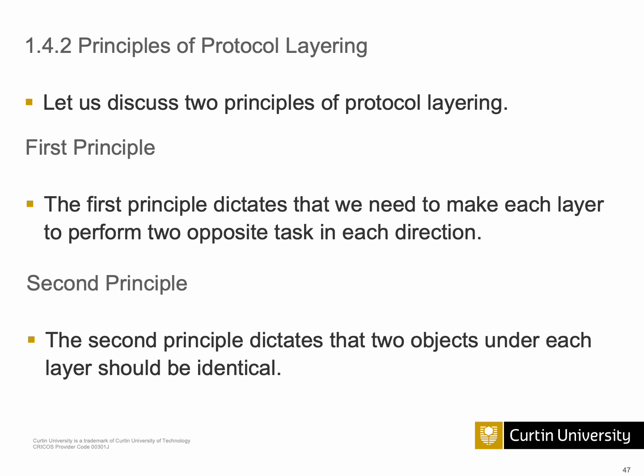The second principle that we need to follow in this kind of protocol layering is that the two objects under each layer at both sides should be identical. So for example, the object under the third layer at both sides should be a plain text letter, and the object under the second layer at both sides should be a ciphertext letter.